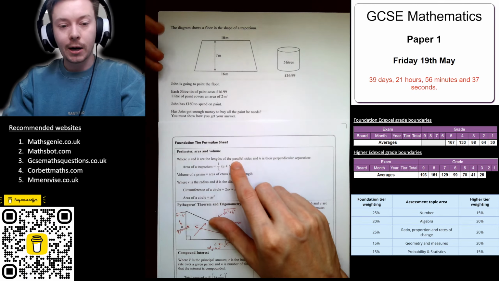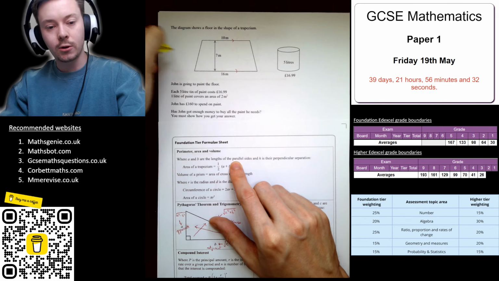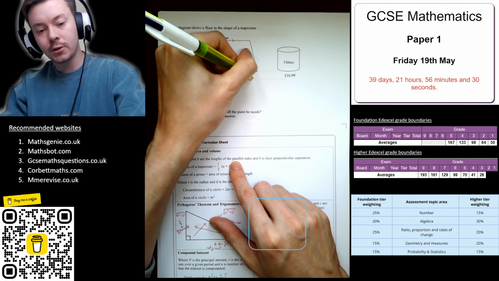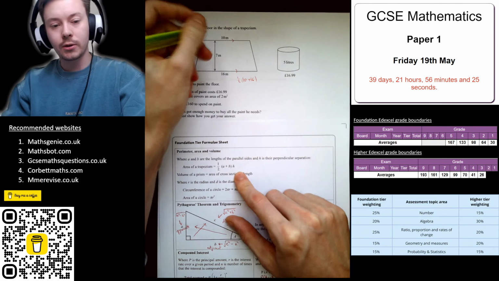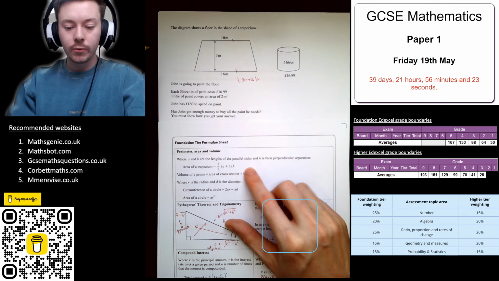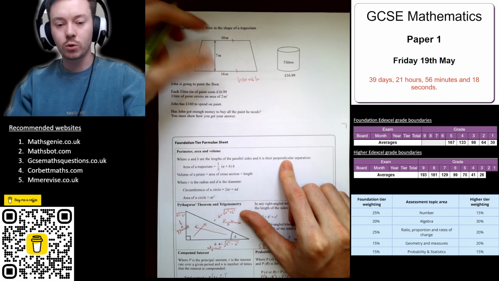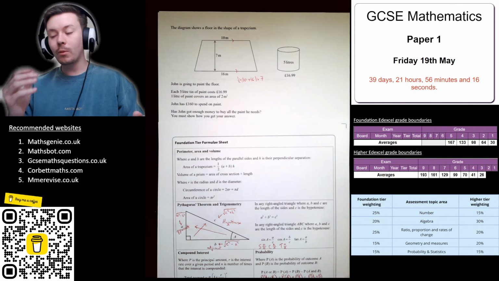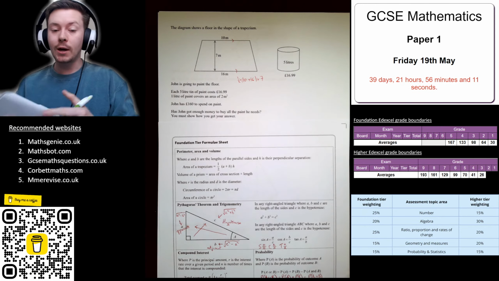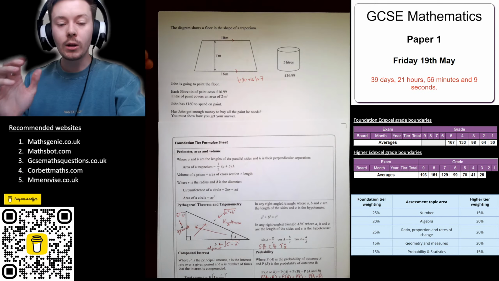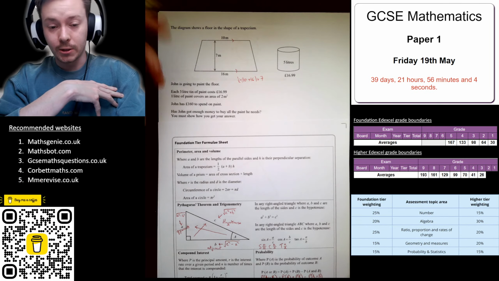A and b are the lengths of the parallel sides. That means they're going in the same direction. So parallel sides are these two. So I need to do 10 add 16 and then half it, and then times by h, which is the perpendicular separation, so the distance between, so times by 7. Now I can't remember whether these were calculator and non-calculator questions, so I'm going to use the calculator, but obviously if you had to do it without your calculator, then you just have to do your written calculations.